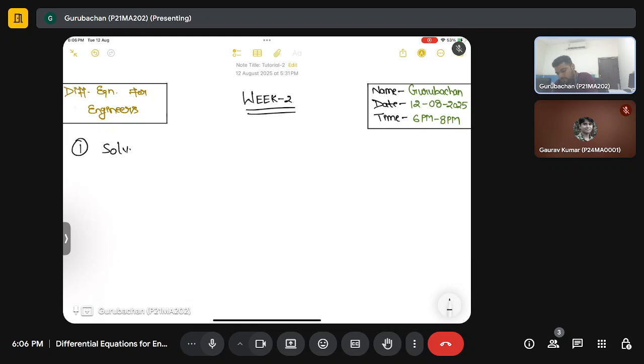Solve x(1 - x^2) dy + x^2 y dx = 0. We have been given, you can say, a first order linear differential equation and we need to find out its solution.